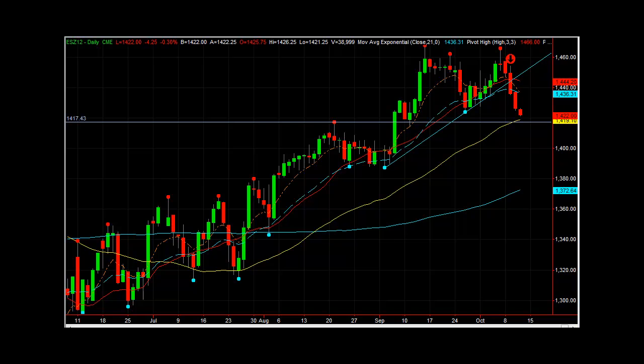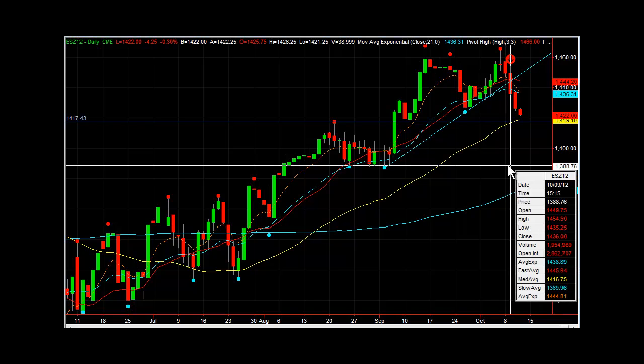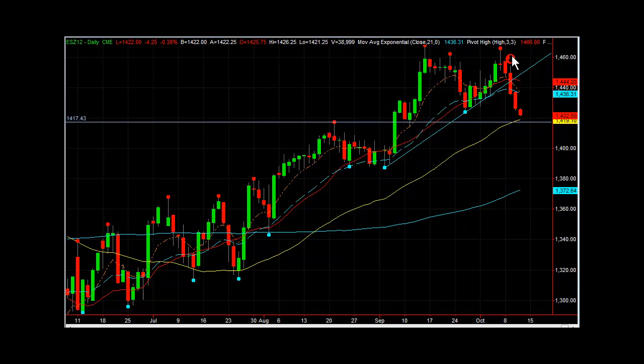Now here's the S&P 500 futures, the ES. This is the December contract, and here's our cycle model. It gave a short signal right here again on the 9th of October, just like on the S&P cash. Again, another trend line break here.